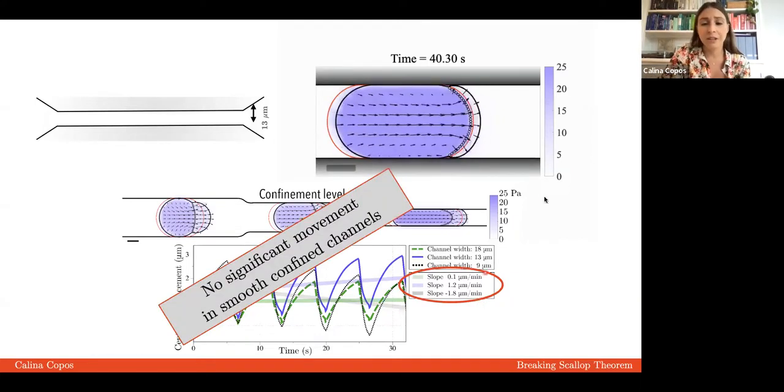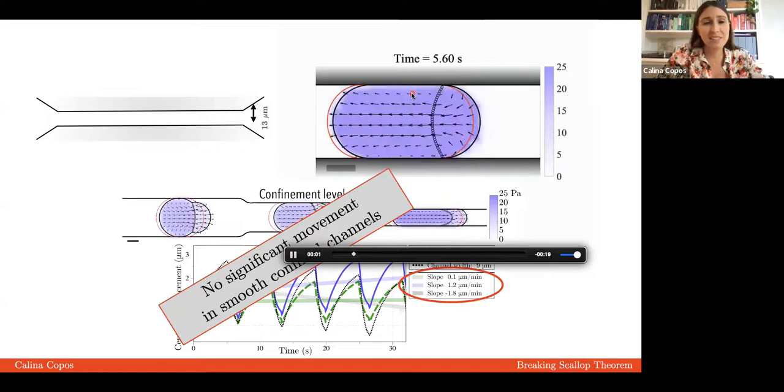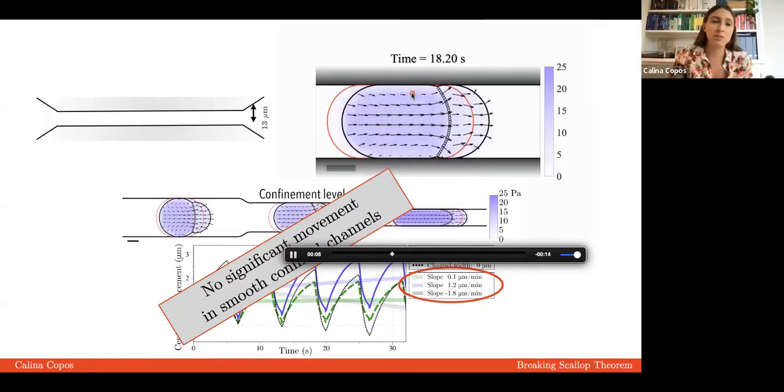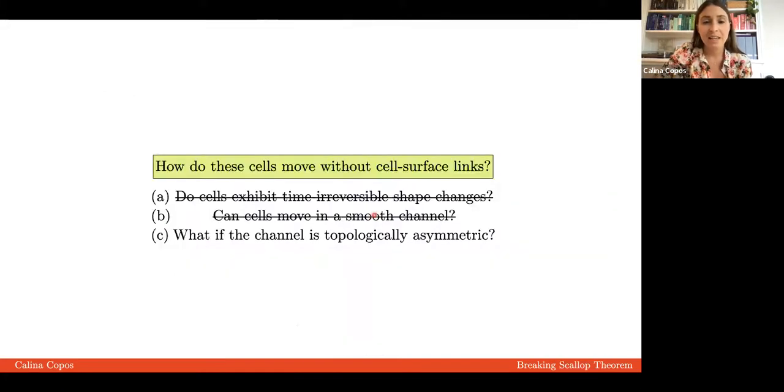So no significant movement. The cell undergoes the same scallop-like movement, and we haven't quantified this, but this is not so surprising. Yeah, sure, it's squeezed. It goes forward and backwards, but we saw that it goes forwards and backwards about the same amount, and the squeezing just generates normal pressures in the normal direction, not so much in the tangential direction.